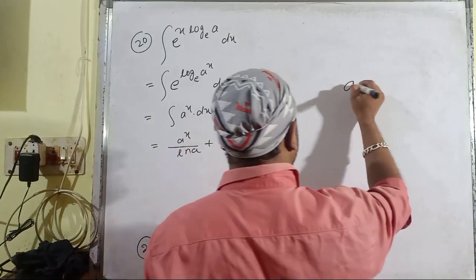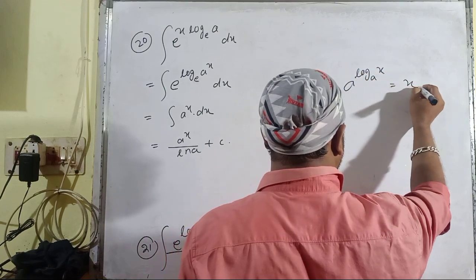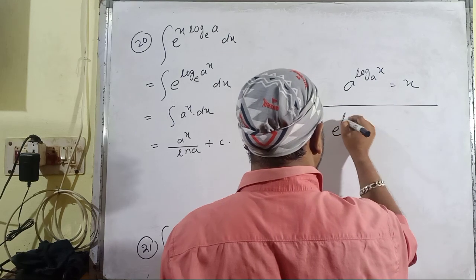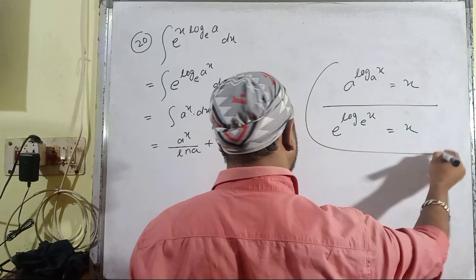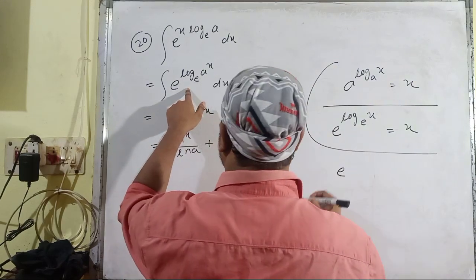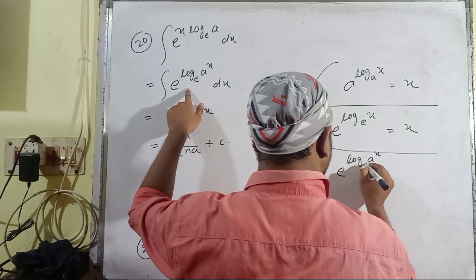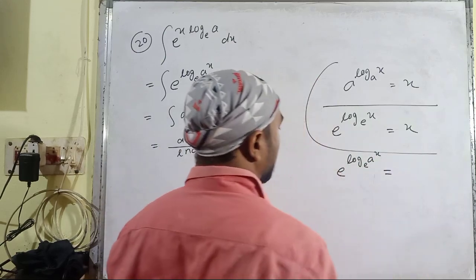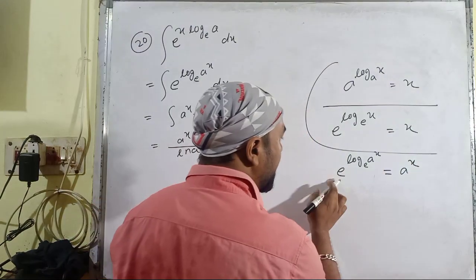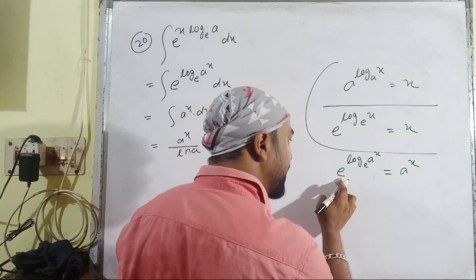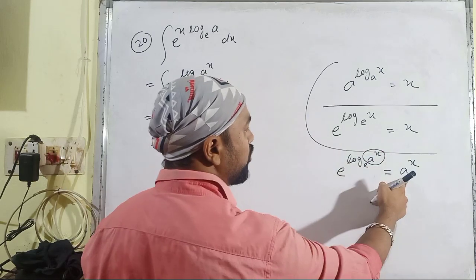Just like a to the power log x base a is equal to x, similarly, e to the power log x base e is also equal to x. But here it is given that e to the power log a to the power x base e. So this will be equal to a to the power x. E to the power log of something with the same base e, that means this will be the answer. That means a to the power x.